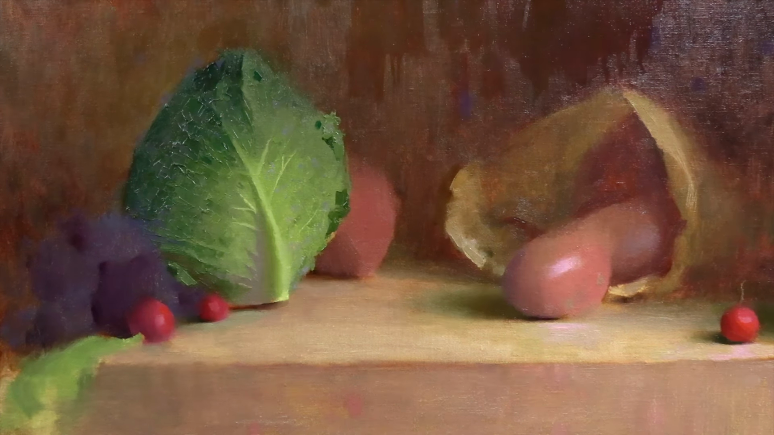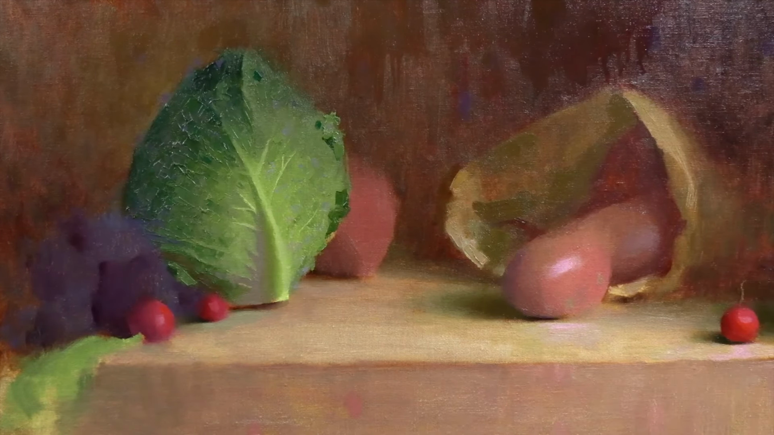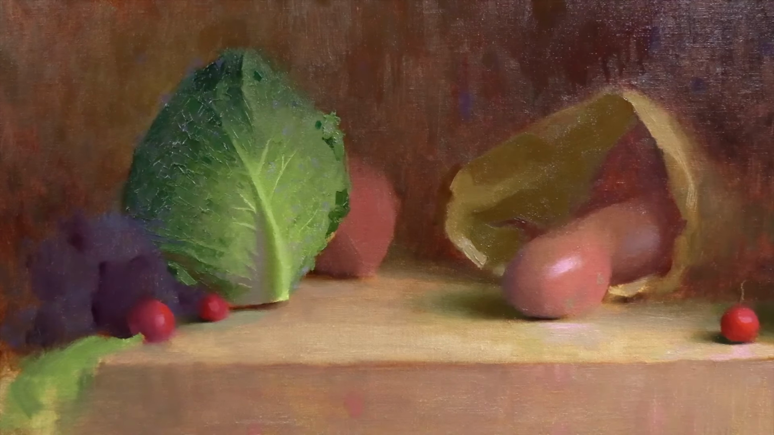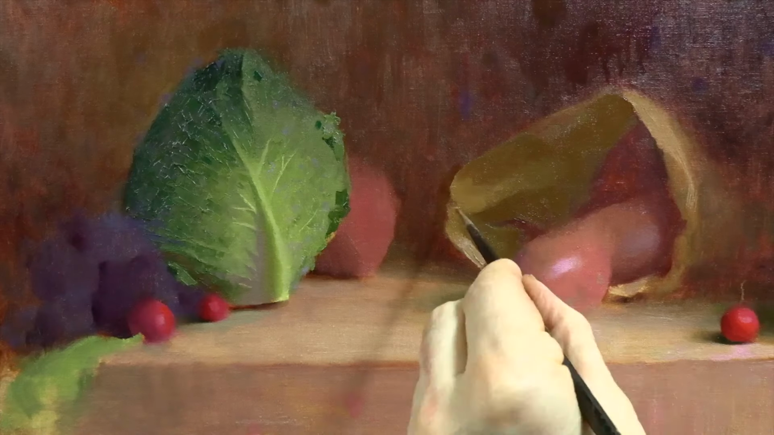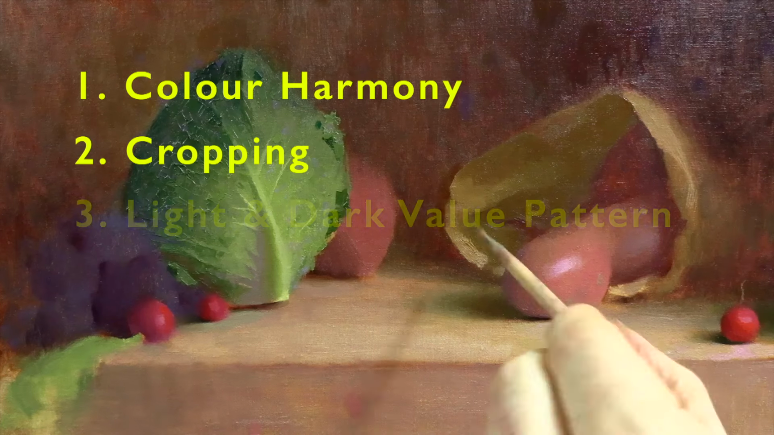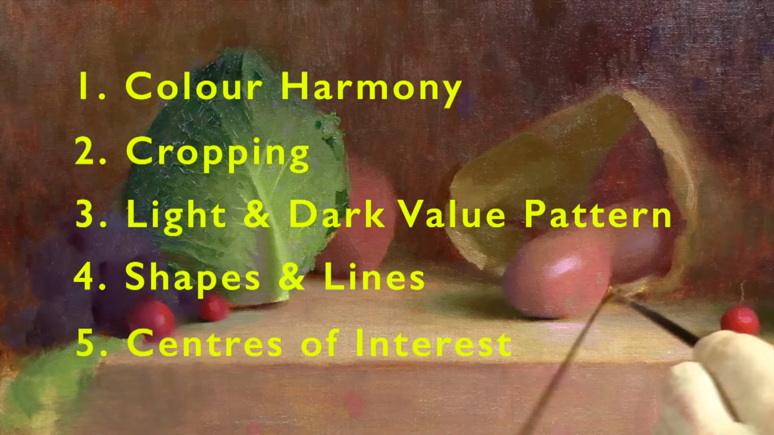As I said before, when it comes to combinations of shapes and colours, there are infinite possibilities. So composition is an immense subject. In fact, it's far greater and more important than just learning how to paint from life. So this is by no means a comprehensive video on everything you need to know about composition. Its purpose is just to get you to start thinking about it a little more deeply, and to give you a brief summary of the main things you need to consider, which are colour harmony, how you crop your canvas, the light and dark value pattern, underlying shapes and lines, and your main centres of interest.